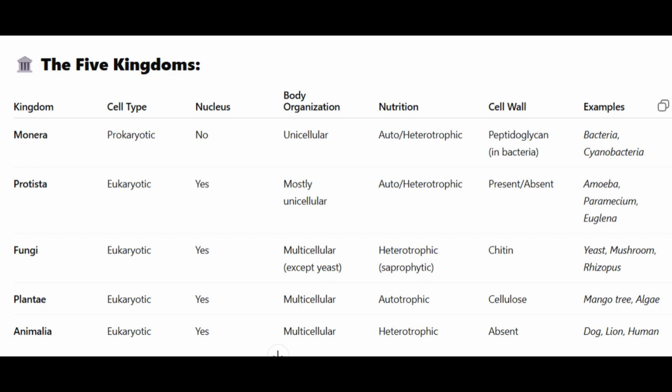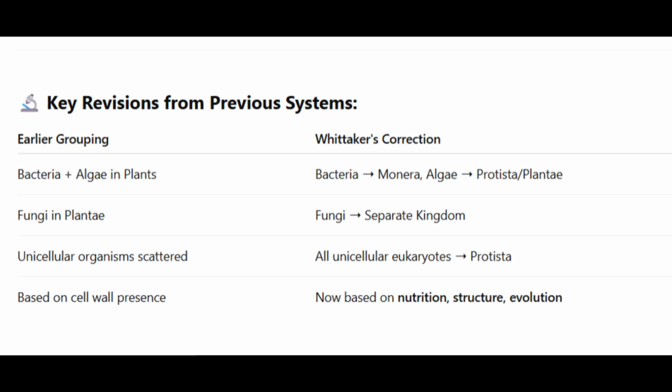Examples. Kingdom, cell type, nucleus, body organization, nutrition, cell wall. Monera: prokaryotic, no nucleus, unicellular, auto/heterotrophic, peptidoglycan in bacteria; bacteria, cyanobacteria. Protista: eukaryotic, yes, mostly unicellular, auto/heterotrophic, present/absent; amoeba, Paramecium, euglena. Fungi: eukaryotic, yes, multicellular except yeast, heterotrophic, saprophytic, chitin; yeast, mushroom, rhizopus. Plantae: eukaryotic, yes, multicellular, autotrophic, cellulose; mango tree, algae. Animalia: eukaryotic, yes, multicellular, heterotrophic, absent; dog, lion, human.